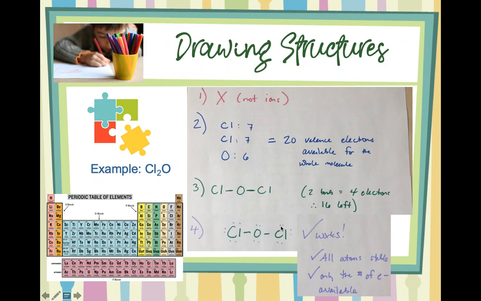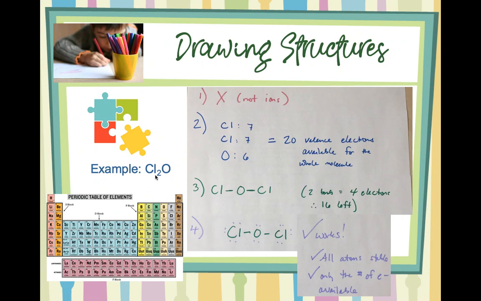Oxygen's good. This chlorine: 1, 2, 3, 4, 5, 6, 7, 8. Yep, chlorine's good. And then do we only have the number of electrons available? 2, 4, 6, 8, 10, 12, 14, 16, 18, 20. Yep, all good. So this is the stable structure for dichlorine monoxide.